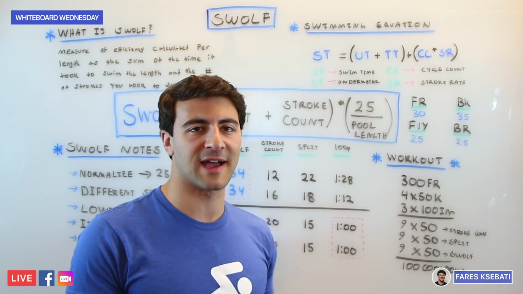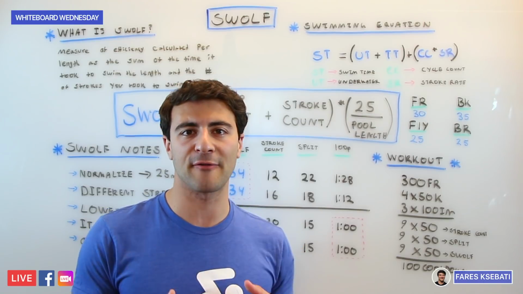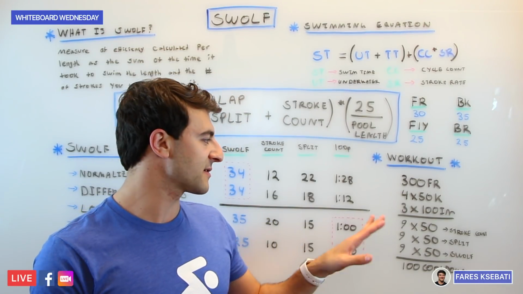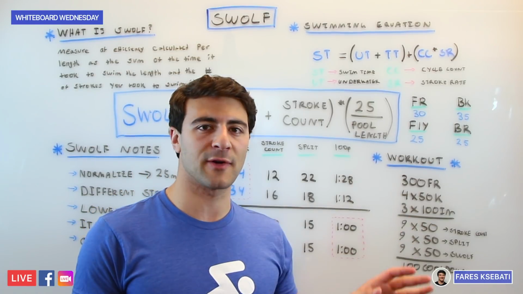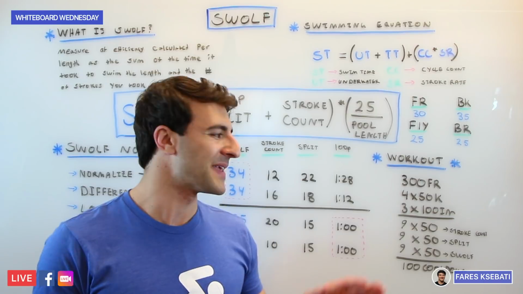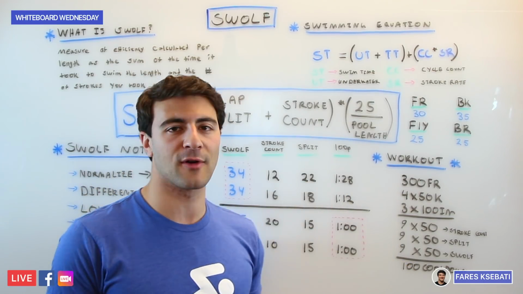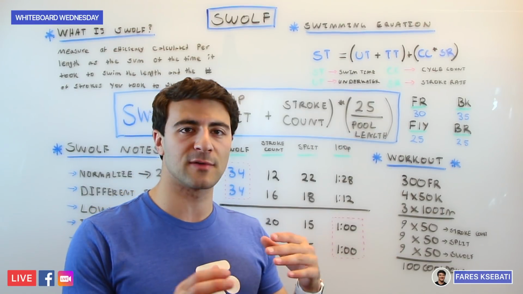On the next round of 9 50s, you're going to pay more attention to your splits. So how fast are you actually swimming? And you're going to start to push the limits of what you can do while maintaining that stroke count, but really optimizing for your overall split time. And on the last round of golf, on the last 9 50s, you're really focused on reducing your SWOLF score.